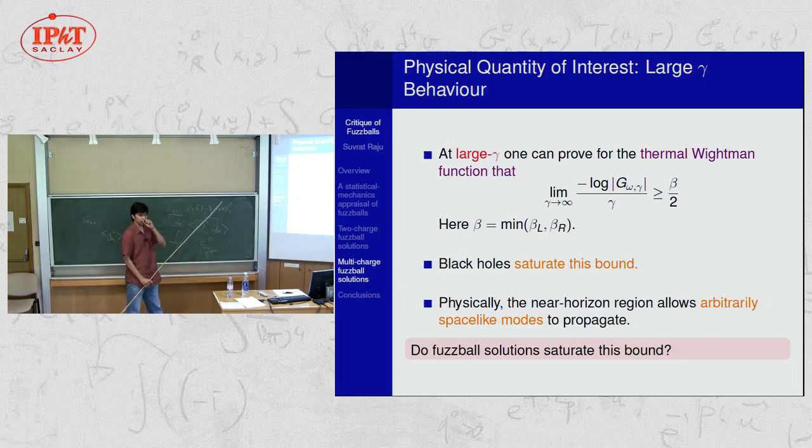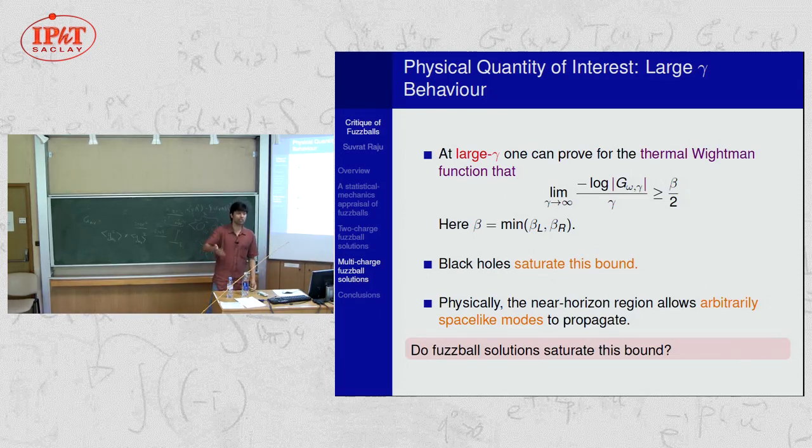Okay. Second, this is a bound you can prove, which is true in any relativistic quantum field theory, that the thermal Wightman function has to obey this bound at large gamma. Second, it's known that black holes saturate this bound. So black holes are the case where if you take this limit of this Wightman function, it becomes beta over 2. And the reason black holes saturate this bound is because physically the near horizon region allows arbitrarily space-like modes to propagate. You might have thought that these modes with gamma larger than omega shouldn't even exist, and indeed they don't exist in flat space. You can't have modes which have momentum larger than frequency. But you can have such modes about the black hole because the near horizon region allows modes which are very space-like to propagate.